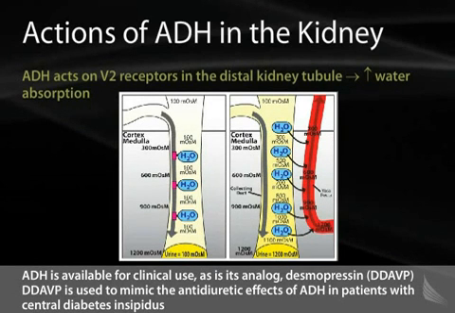ADH is actually available for clinical use as desmopressin or DDAVP. And DDAVP is used to mimic the antidiuretic effects of ADH in patients with something called central diabetes insipidus. We'll cover this in the next several slides.